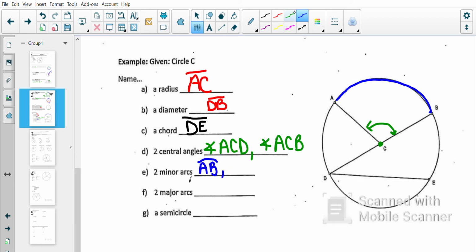Now we want to name another minor arc. Well, if we're looking at central angle ADC, this central angle right in here, which arc is that eating? It's eating arc A to D. So arc AD is also a minor arc.